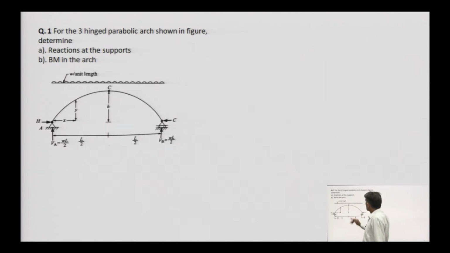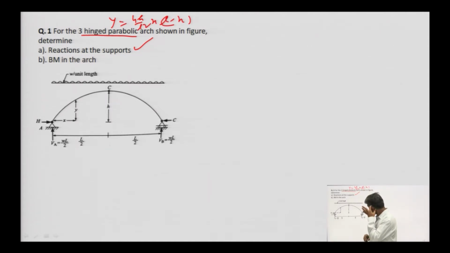Let us calculate the support reactions and the bending moment in the arch when our arch is a 3 hinge parabolic arch. 3 hinge parabolic means the relation between x and y is y equal to 4h by L square, x into (L minus x), that we have.